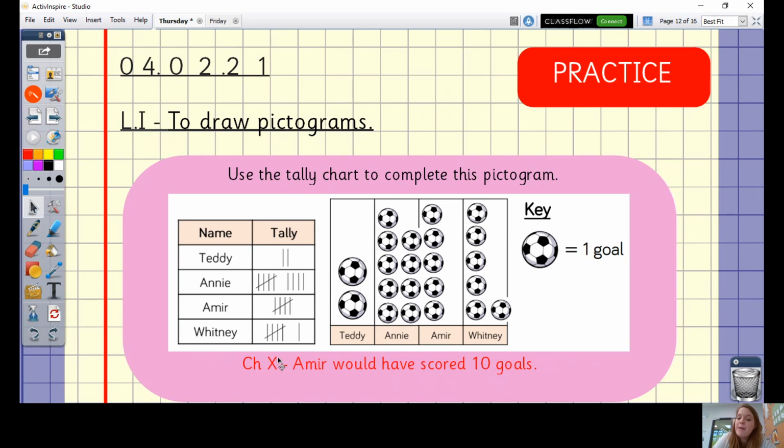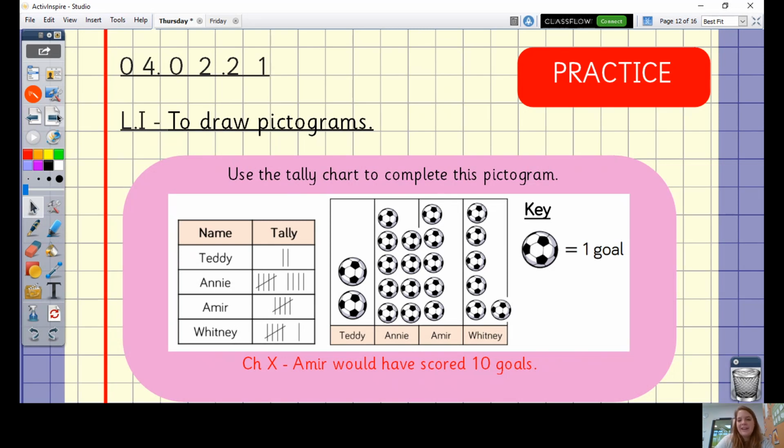So the challenge X, Amir would have scored 10 goals. Because if each football was worth 2 goals, let's count in 2s together. 2, 4, 6, 8, 10. So each football would be worth 2. So that would equal 10 goals instead of 5 goals.